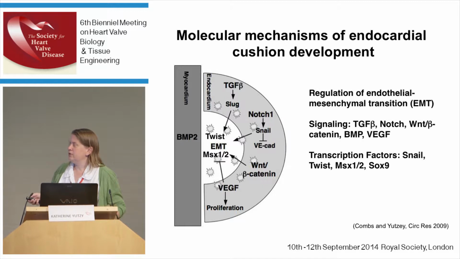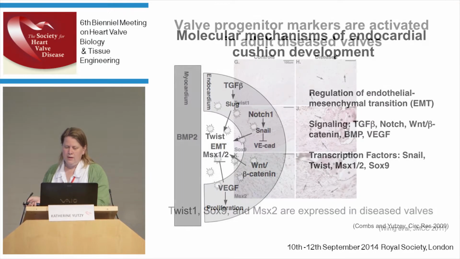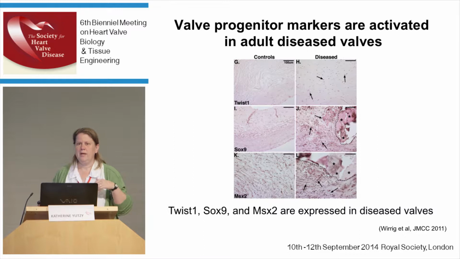And within the valve progenitors, there are transcription factors that govern the proliferation and the expansion of this population to basically generate the building blocks of the valves that will go on later in development. And an interesting aspect of this is that many of these events are recapitulated during valve disease.